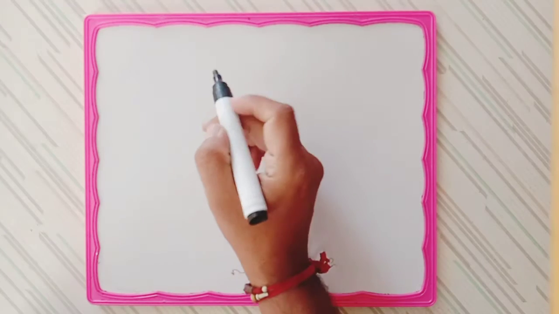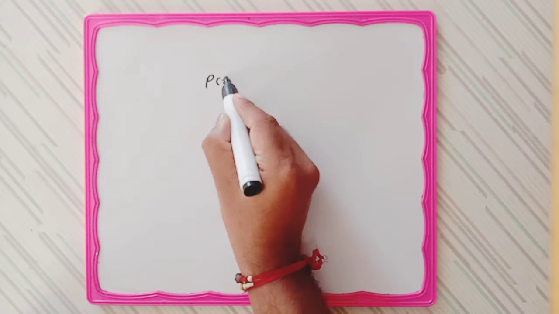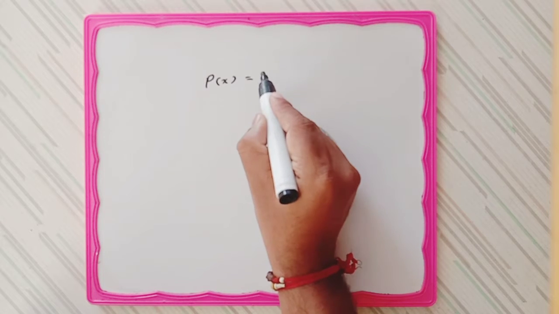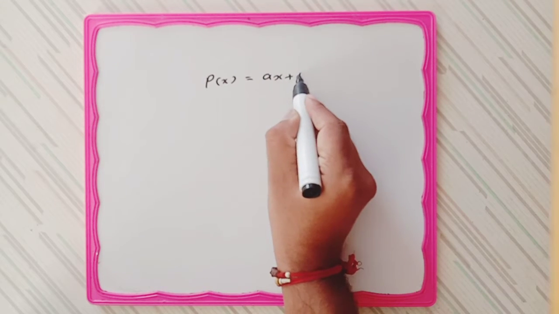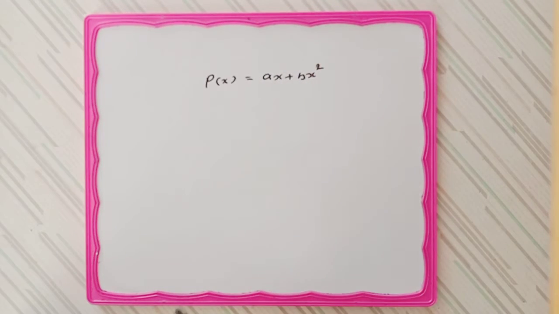Hello friends, today in chapter 6, application of derivative, we will study the maximum and minimum value of functions. We have many functions, like profit functions, where we can give P(x) = ax + bx². Then we are interested in what the minimum profit is and what the maximum profit is.